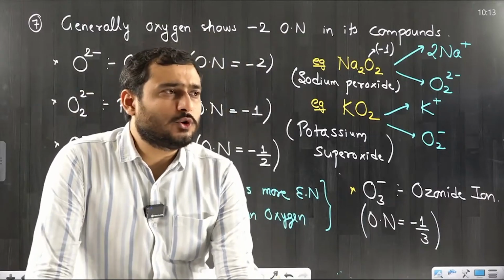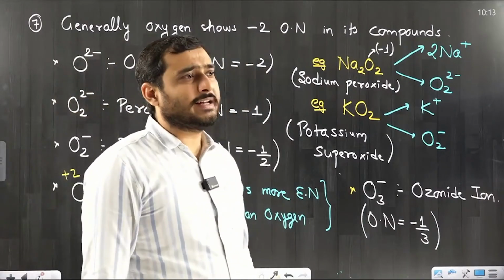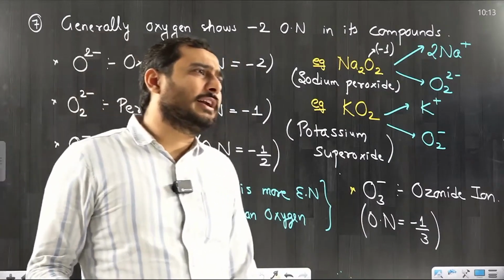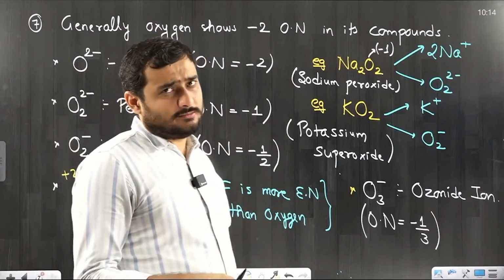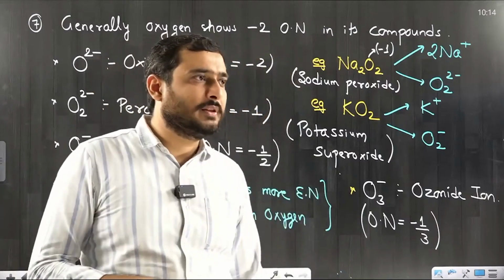Clear? So, this is for which element? Oxygen. So, the general oxidation state is how much? Minus 2. Which is least electronegative? Alkali metals, on moving down the group. So if we do not consider radioactive elements, then cesium is least electronegative.